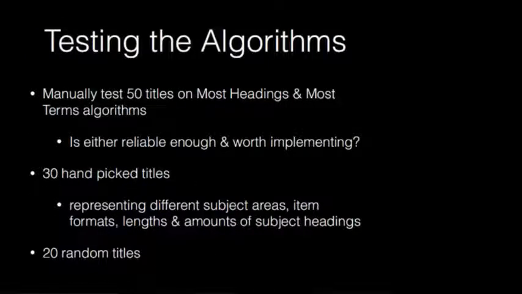So we did a formal test on the most headings and the most terms algorithms. We manually tested 50 titles, and we just wanted to know if either is reliable enough and worth implementing. So we handpicked 30 titles representing different subject areas, formats of items, and lengths and amounts of subject headings. When I say lengths of subject headings, I mean the number of subdivisions. And amounts is just the number of subject headings associated with a particular item. And we took 20 random titles from the library catalog.